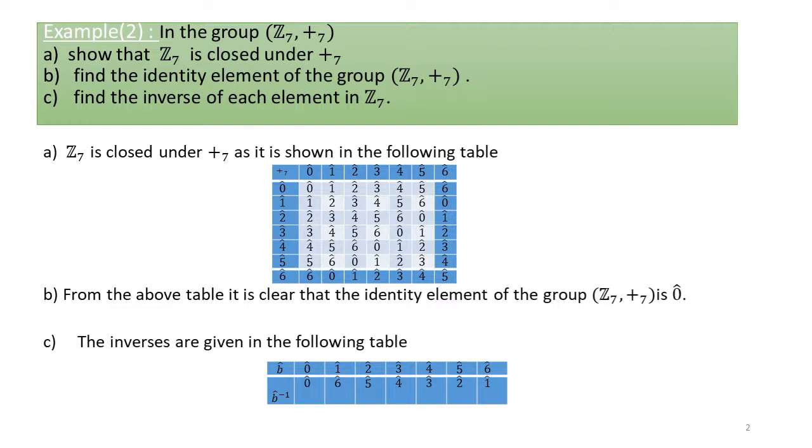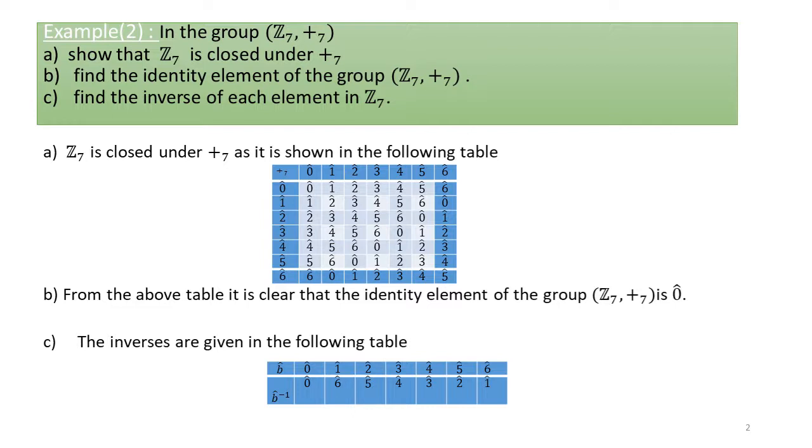A. Z7 is closed under plus 7, as is shown in the following table. So plus 7, 0, 1, 2, 3, 4, 5, 6, because it is addition modulo 7. So we can take 0 to 6 in the first row and 0 to 6 in the first column. We add the corresponding numbers, and if it is 7 or bigger than 7, we reduce it by modulo 7. It will become 0, 1, 2, 3, 4, 5, or 6. So we create the table.